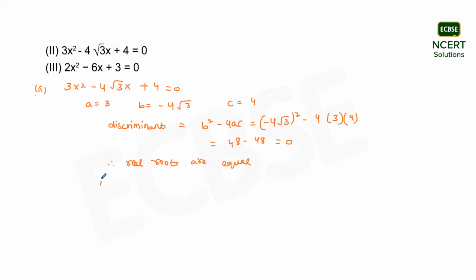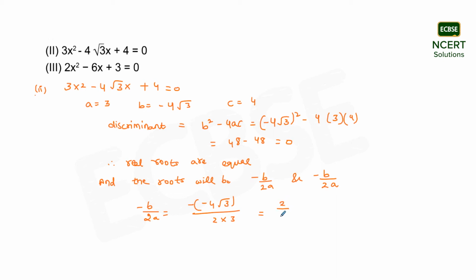So the method to find the roots which are equal, the roots will be minus b over 2a and minus b over 2a. That is, if there comes a case when the discriminant is equal to 0, then in order to find the real roots, the formula is minus b over 2a. Substituting the value of b and a over here, minus b over 2a is equal to minus into minus 4 root 3 divided by 2 into 3, which comes out to be equal to 2 root 3.